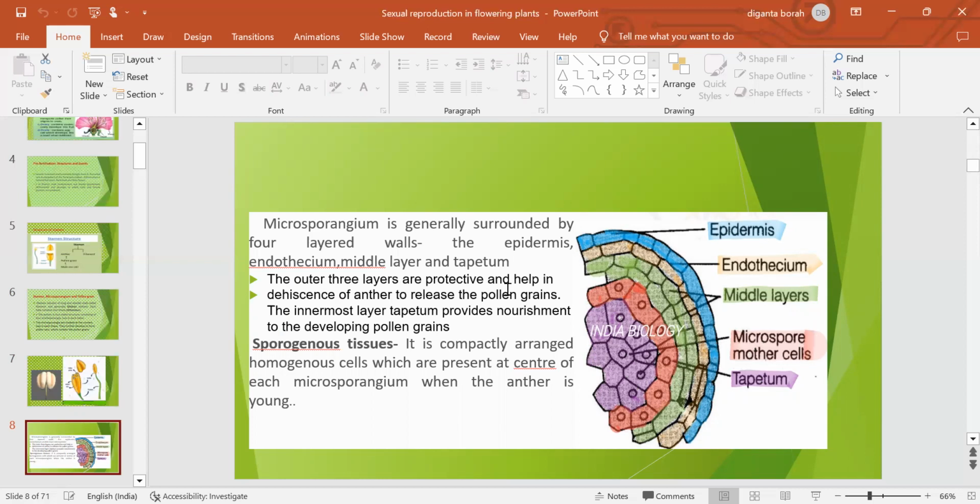The outer three layers are protective and help in dehiscence. The function of these outer three layers is to help in dehiscence, meaning the bursting of the anther, and the anther releases the pollen grains. The tapetum is the innermost layer out of the four layers, and it provides nourishment to the developing pollen grains. The innermost purple cells are known as sporogenous tissue. It is a compactly arranged group of homogeneous cells present at the center of each microsporangium when the anther is young. From each such cell, microspore mother cells are produced.